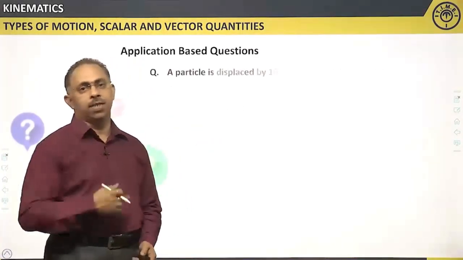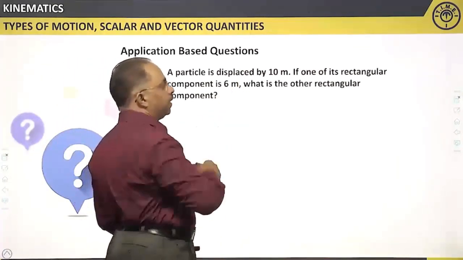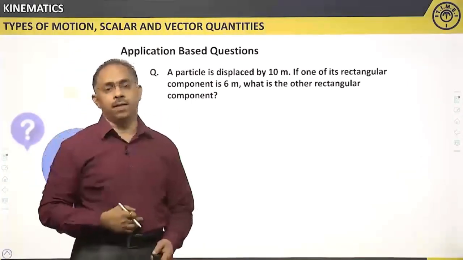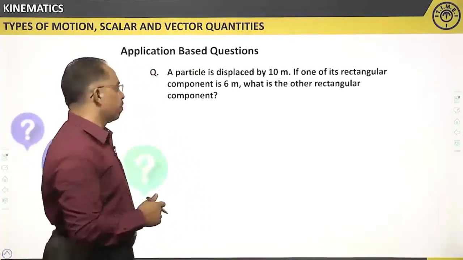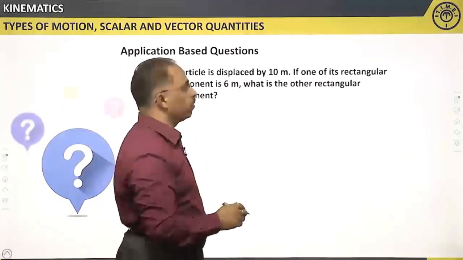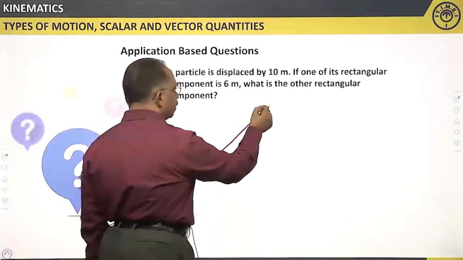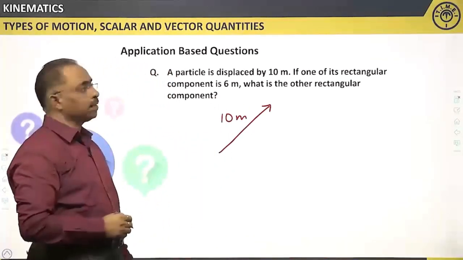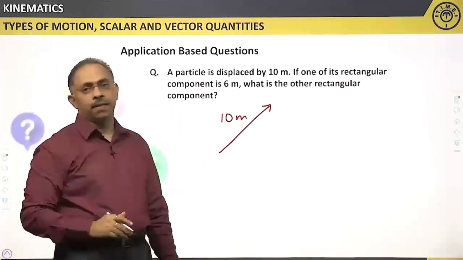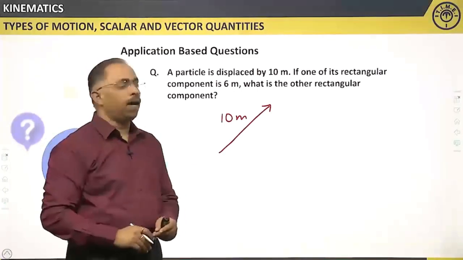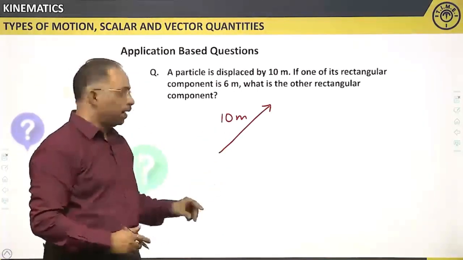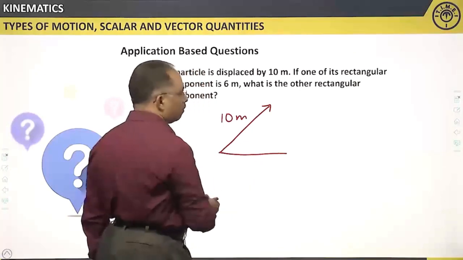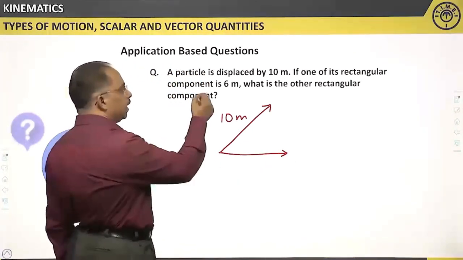Let us move on to the next question. A particle is displaced by 10 meter. If one of its rectangular components is 6 meter, what is the other rectangular component? One thing is sure, the particle is displaced by 10 meter. This is the displacement of the particle. One of its rectangular components is 6 meter. I don't know what angle this makes. Let us assume I take one rectangular component horizontally, and he is telling that this is 6 meter.